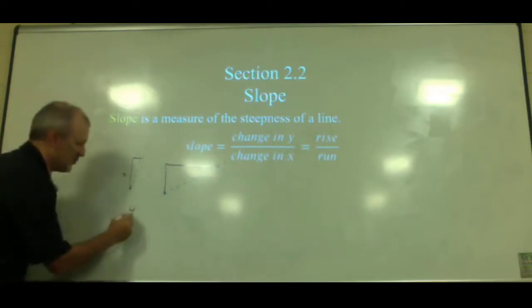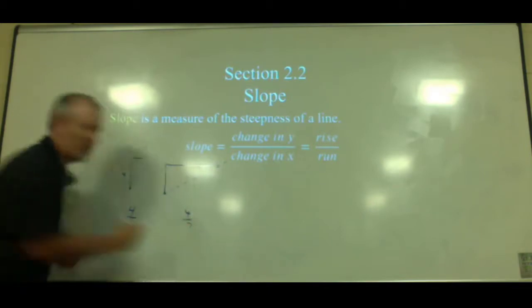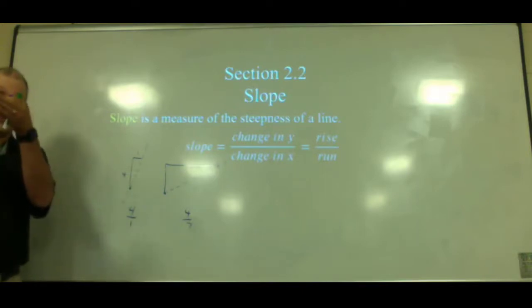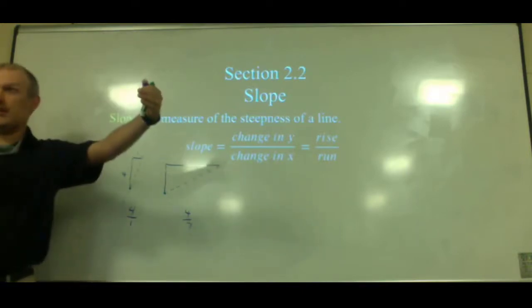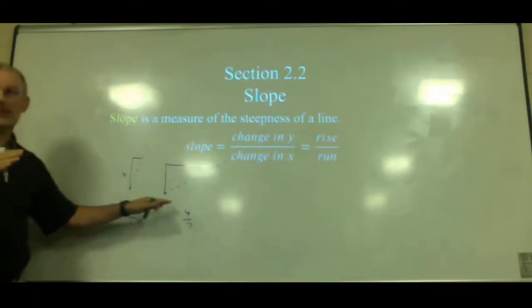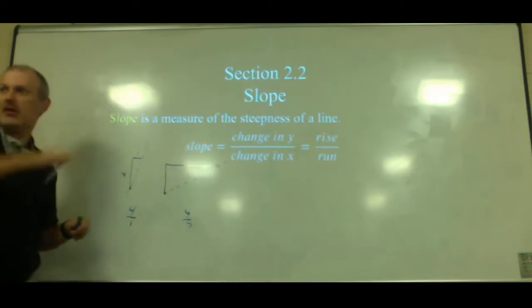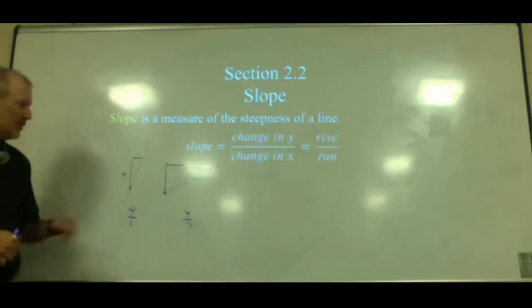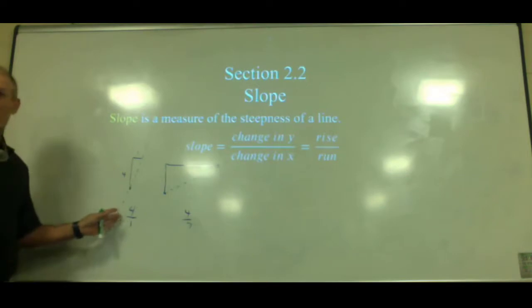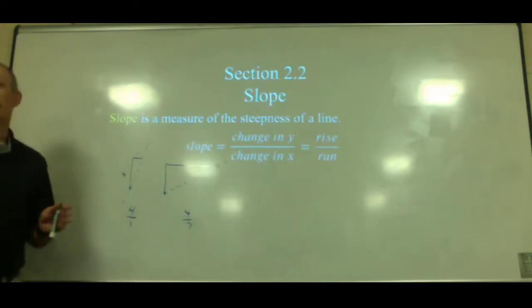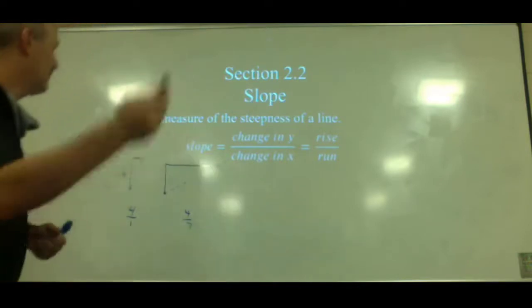Now, this one's slope was 4 over 1. This one's slope is 4 over 7. They're both going up the same distance, right? But one is only going over 1 to the right, and one is going over 7 to the right. So what does it do to the steepness of our line? It's a lot more gradual, right? It's less steep. So the bigger your slope, the more steep your line is. If you had one that was like 100, it would be practically going straight up and down. We're going to get into that as we go on.